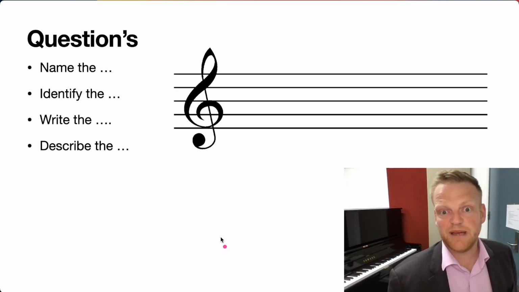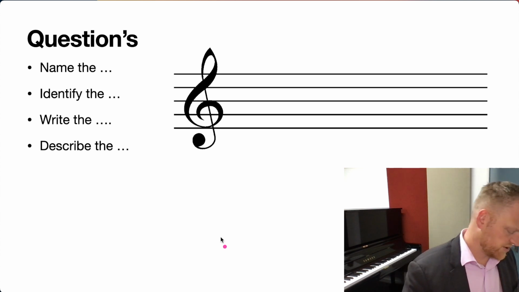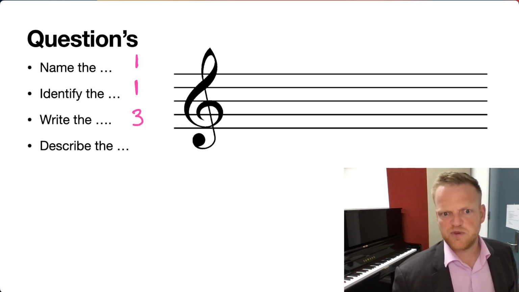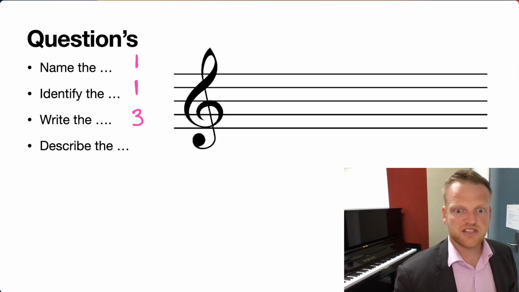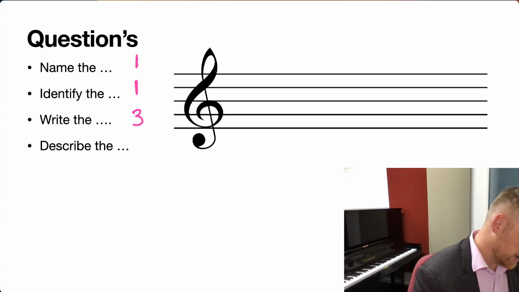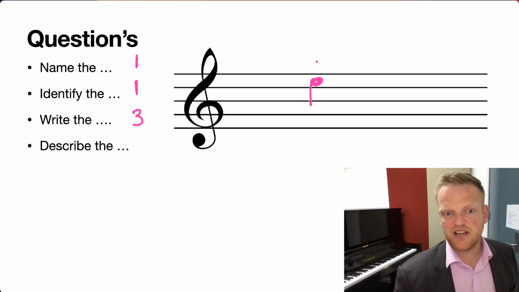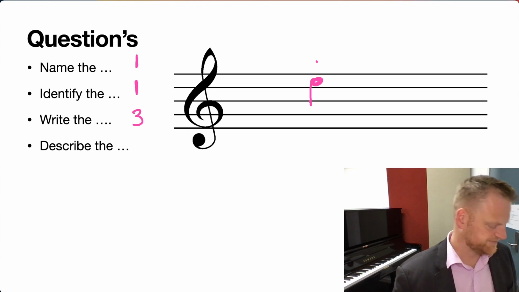First up, we're going to talk about the questions that you might get asked. There's some really obvious ones that are probably worth 1 mark, which is name something or identify. The write question tends to be harder and is worth about 3 marks, usually, like write a scale or write a chord. And describe tends to be a tricky little question that catches people out. So that's like a dot, and then the question might be describe the articulation. And a lot of people say staccato, where really the answer should be short and detached.